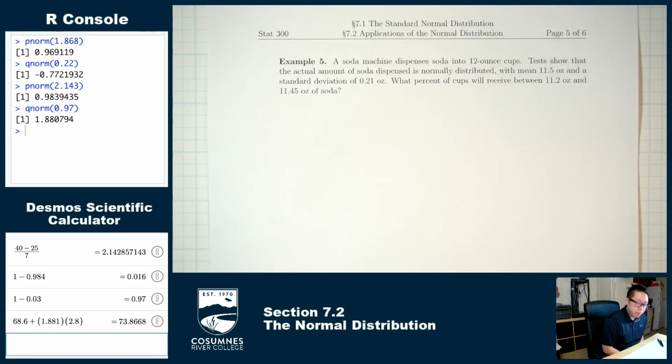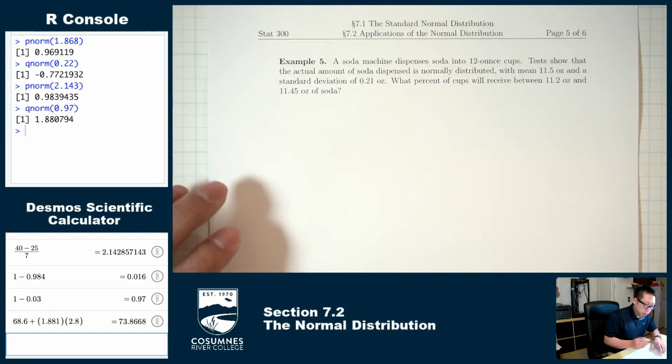Back to example 5. A soda machine dispenses into 12-ounce cups. Tests show that the actual amount of soda dispensed is normally distributed with mean 11.5 ounces and standard deviation 0.21 ounces. What percent of cups will receive between 11.2 and 11.45 ounces of soda?